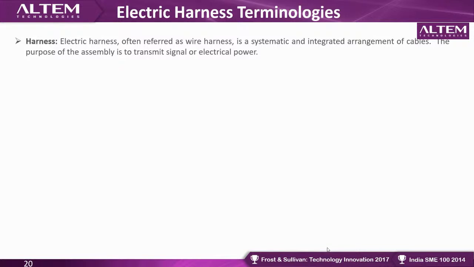So what is a harness first? It is often referred to as a wire harness. It is a systematic and integrated arrangement of cables. The purpose of the assembly is to transmit signal or electrical power.